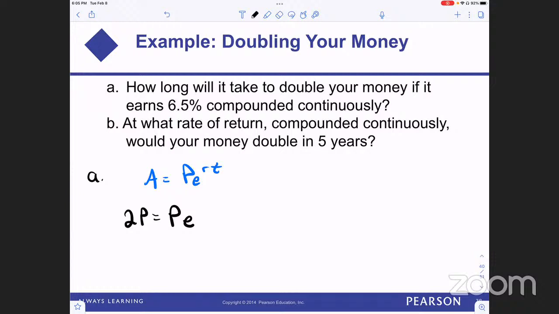6.5%, we have to write as a decimal. The percent symbol, you can look at it as per 100, so we divide by 100. So then the 6.5 turns into 0.065, and we're solving for T. Okay. Divide both sides by P.